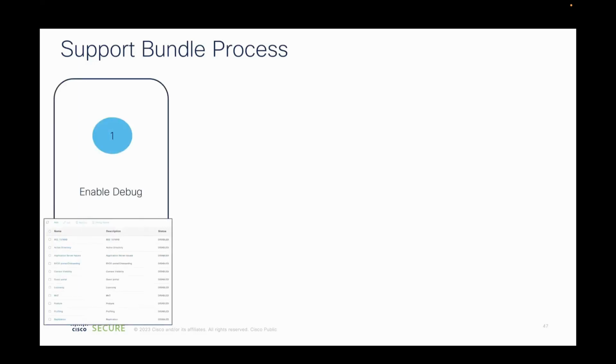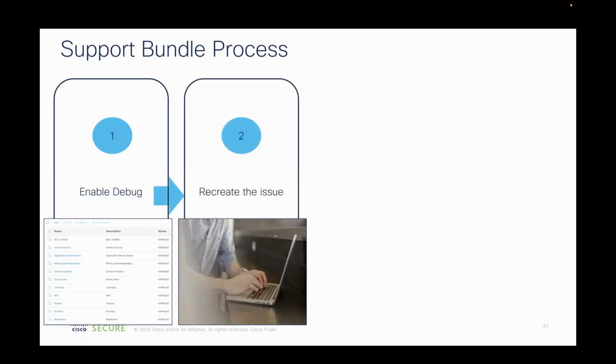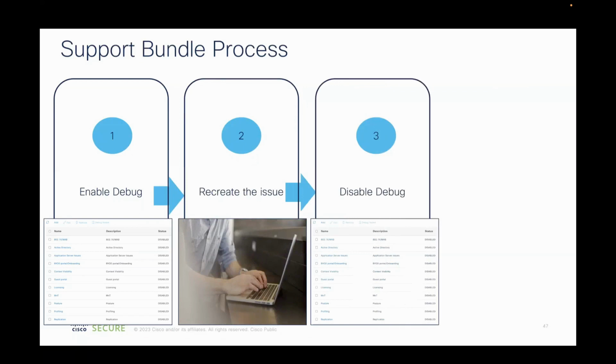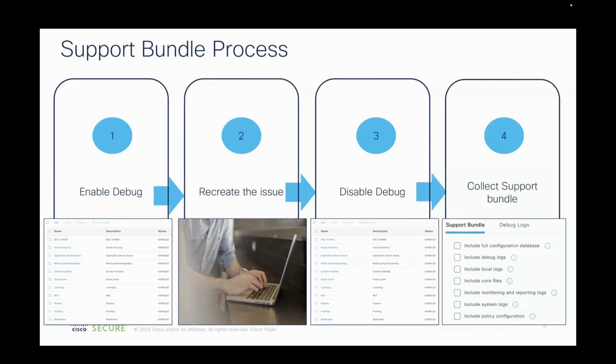So the process is you're supposed to enable the debug on the services that you are getting the authentication or service failures. Once you enable the debug, you are supposed to recreate the issue so that we will be able to capture that in the log files. Once it is captured and you have recreated the issue, you have to stop the debugging on the PSN nodes or the ISE nodes. Then you need to export the support bundle or collect the support bundle.